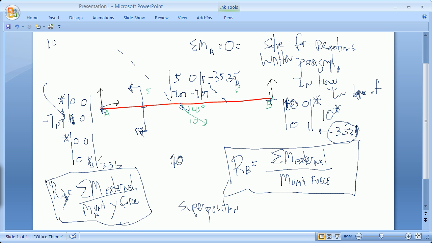We had about 10 things really we're supposed to get out of that class. One of them is solving for reactions. And just so you know, solving for reactions internal and external is the same thing.